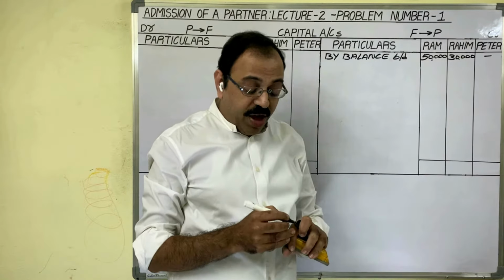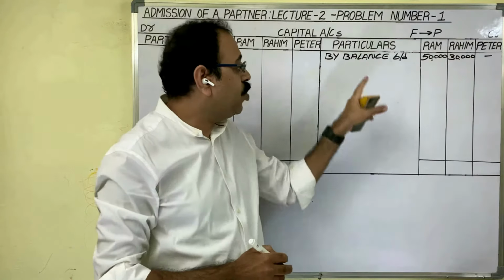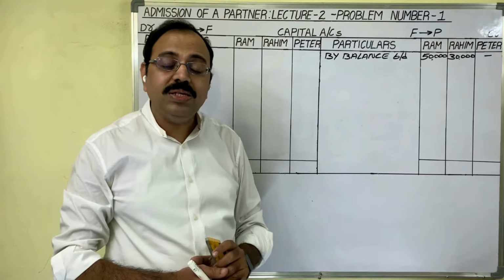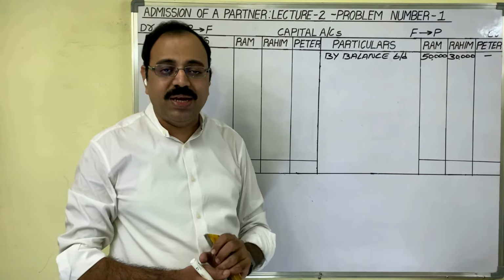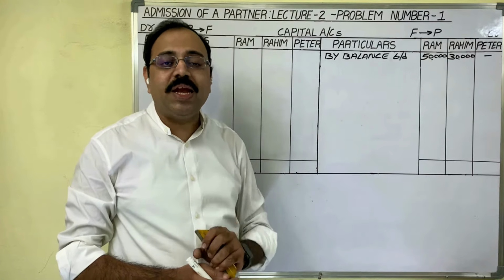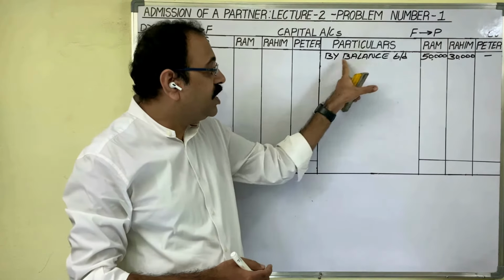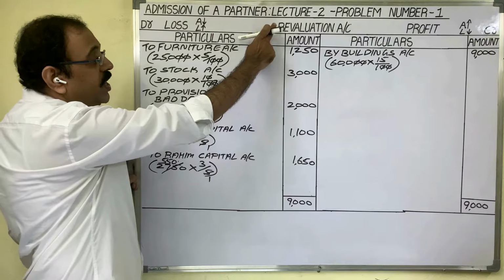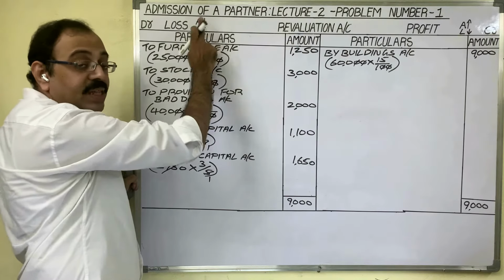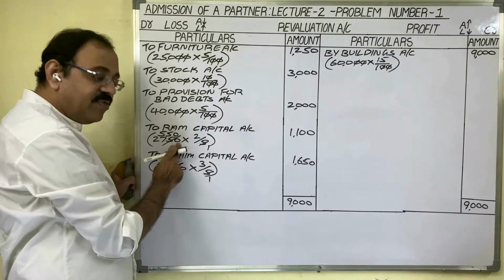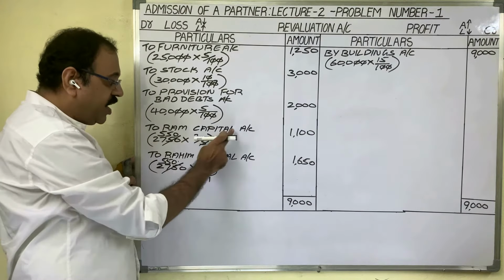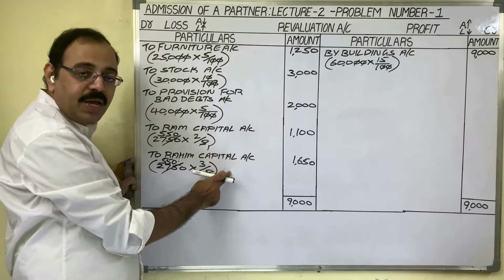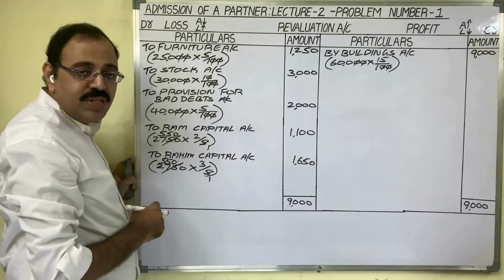Now, why are we showing this opening balance on the credit side? Because capital is a liability. Liability shows a credit balance. Therefore, credit side we have to show this opening balance. Next, what to write? In revaluation of assets, there is a profit of 2750. That amount we transfer to old partners' capital accounts. What entry did we write for this? Revaluation account debtor to Ram capital, to Rahim capital.